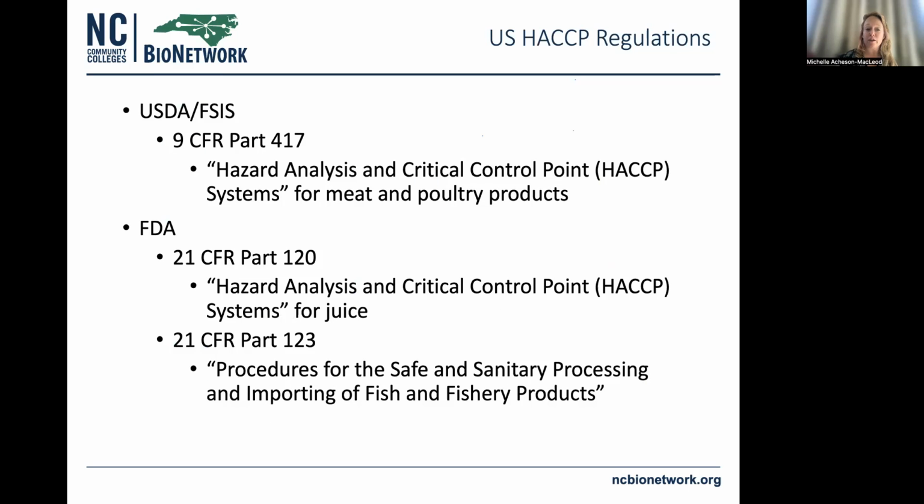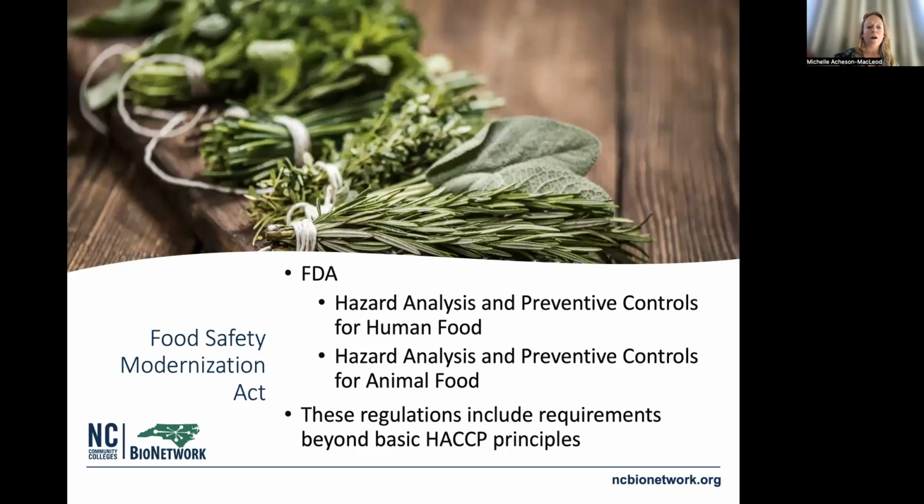The regulation comes from 9 CFR Part 417 for the USDA. That's HACCP for meat and poultry. And for the FDA, you can find it in 21 CFR Part 120 for juice and Part 123 for fish and fishery products. We also have other regulations that we need to follow, and depending on which product you're making, you'll have to follow slightly different rules. So you would need to look at what's specific to your product.